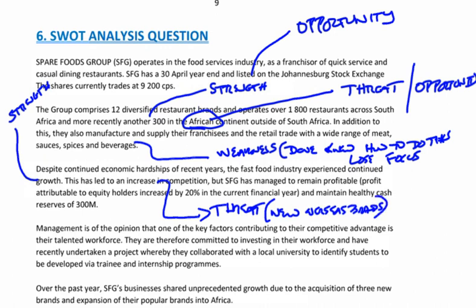We need to just be careful with these items. But SFG has managed to remain profitable. Profit increased by 20% in the current financial year and they maintain healthy cash reserves of 300 million. Healthy cash reserves is a strength and should be put into the question. You should explain why it's a strength, because we can invest in opportunities without taking out loans. You should put something along those lines into a question solution.